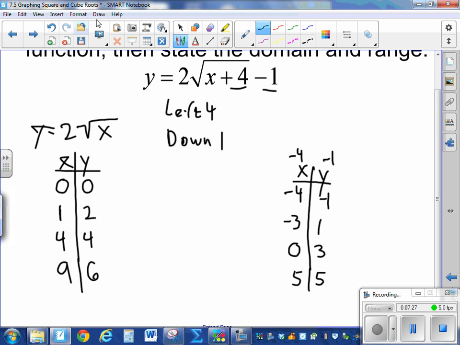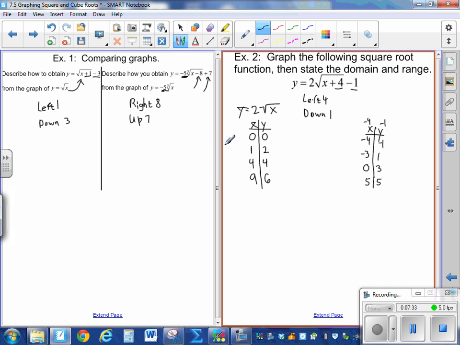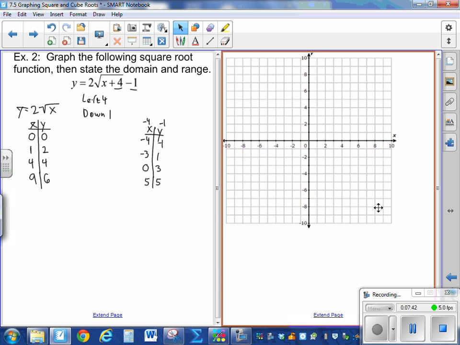All right, so now we're going to graph. Let's see here. So let's bring up the dual page and move this over. Okay, so here's our graph over here. Let me make this bigger.